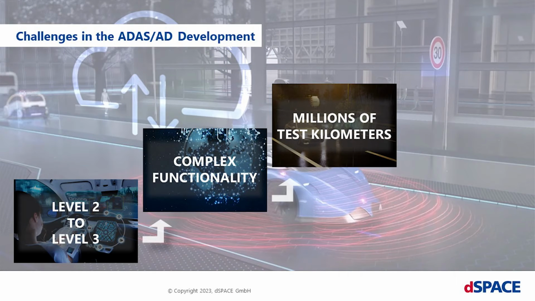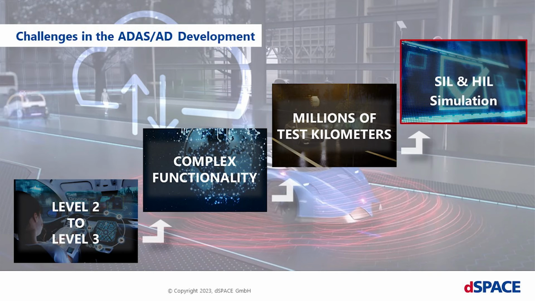As you know, the automotive industry is currently switching from level 2 to level 3. With this switch comes an increased complexity of the system because of more sensors, but also because of more complex functionality of the driving function. To test this and to finally master a SOTIF-compliant validation process, which is required for homologation, it is required to run millions of test kilometers. To achieve this, simulation is key.